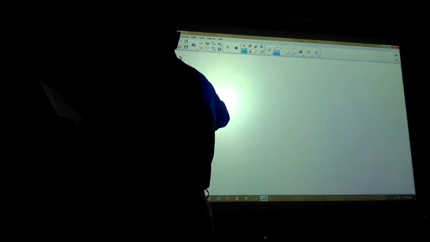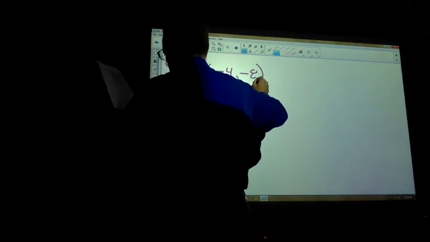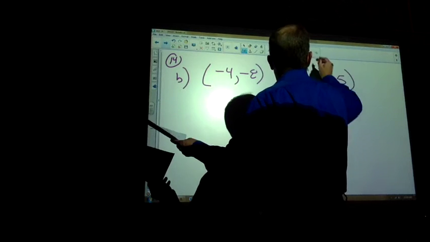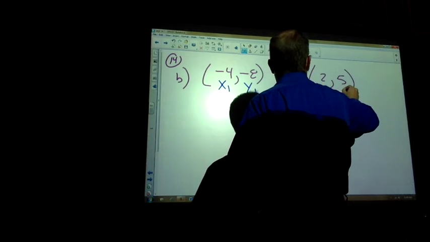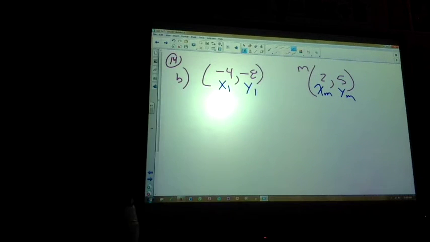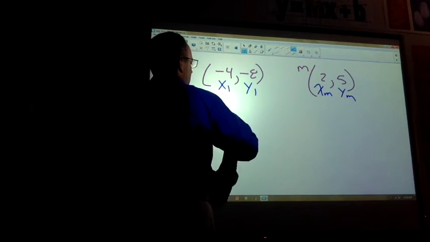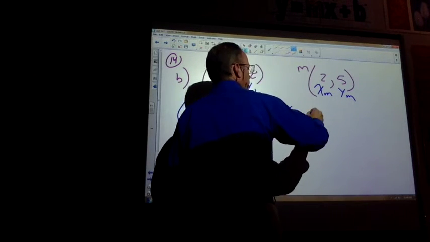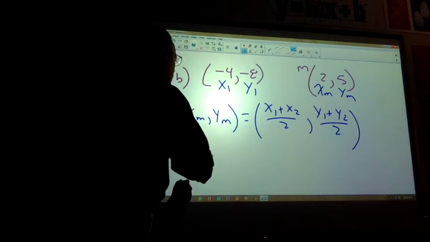B? All right, 14B. This is an endpoint, and this is our midpoint. Still with me? So this is X1, Y1. This is XM, YM. Agree? We have the midpoint given, so we know our midpoint formula is this. X midpoint, Y midpoint equals X1 plus X2 divided by 2, the average of the X's, the average of the Y's. Let's plug in what we know.